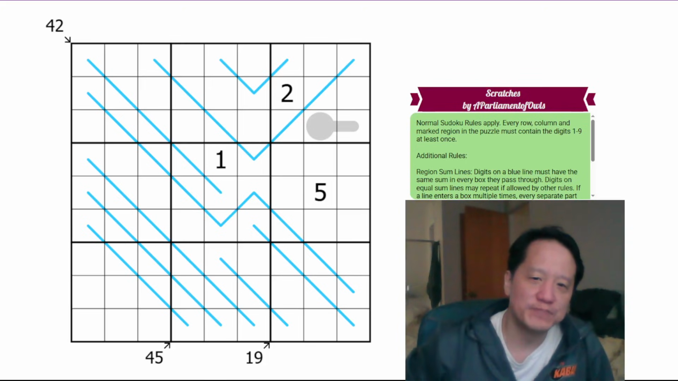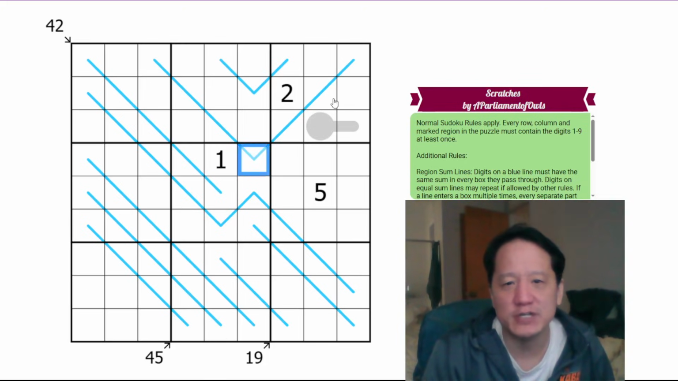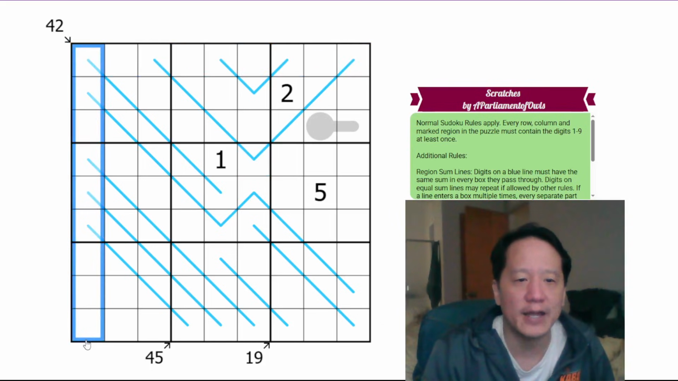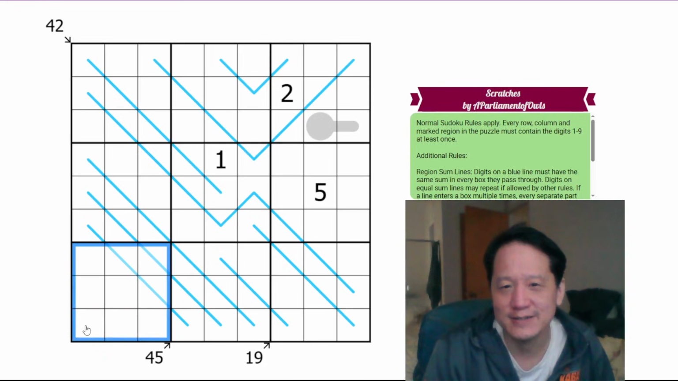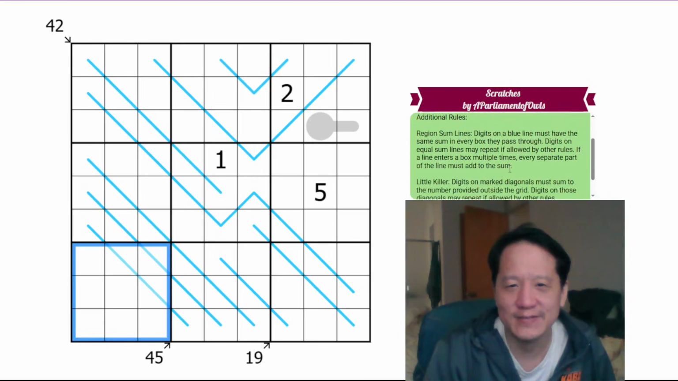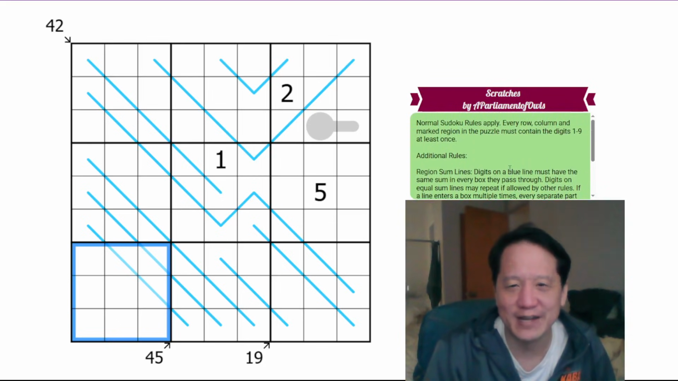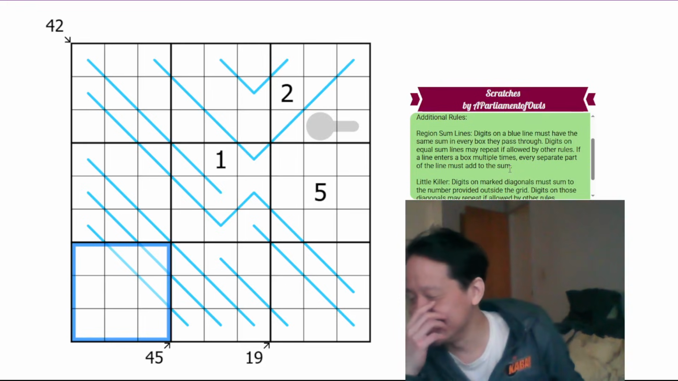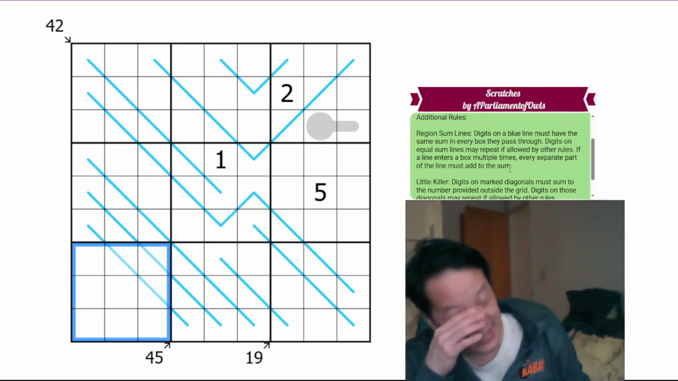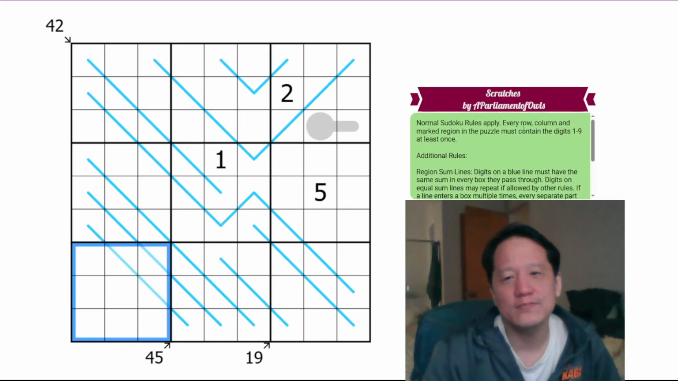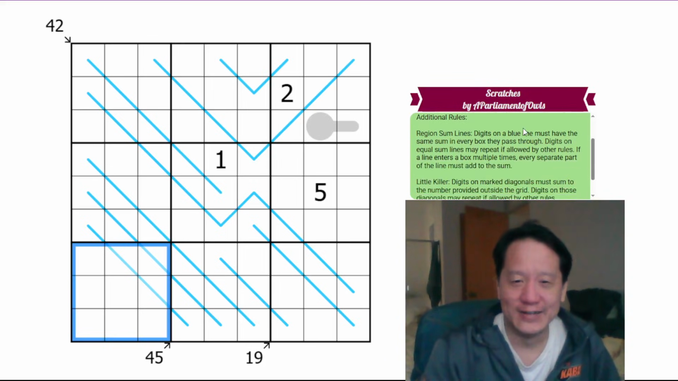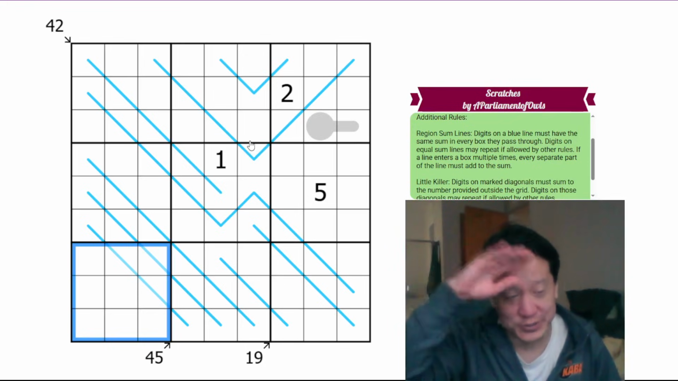Anyways, let's get to the rules. Normal Sudoku rules apply, which means every row, column, and marked region in the puzzle must contain the digits 1 through 9 at least once. That's an interesting formulation. You can extend that, so that is potentially extendable. Anyways, let's get to the additional rules. It's just normal Sudoku rules, so just keep that in mind.